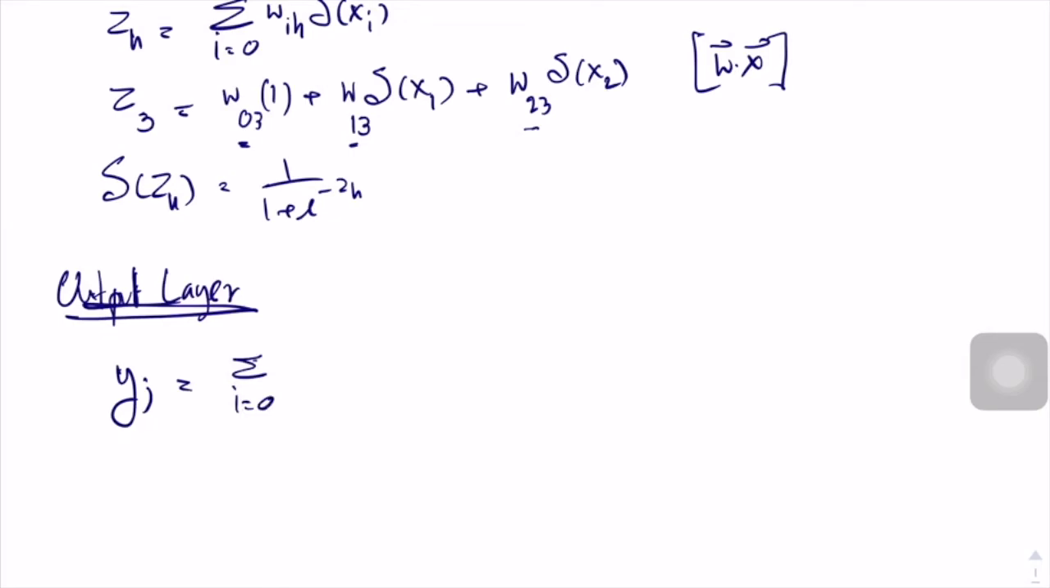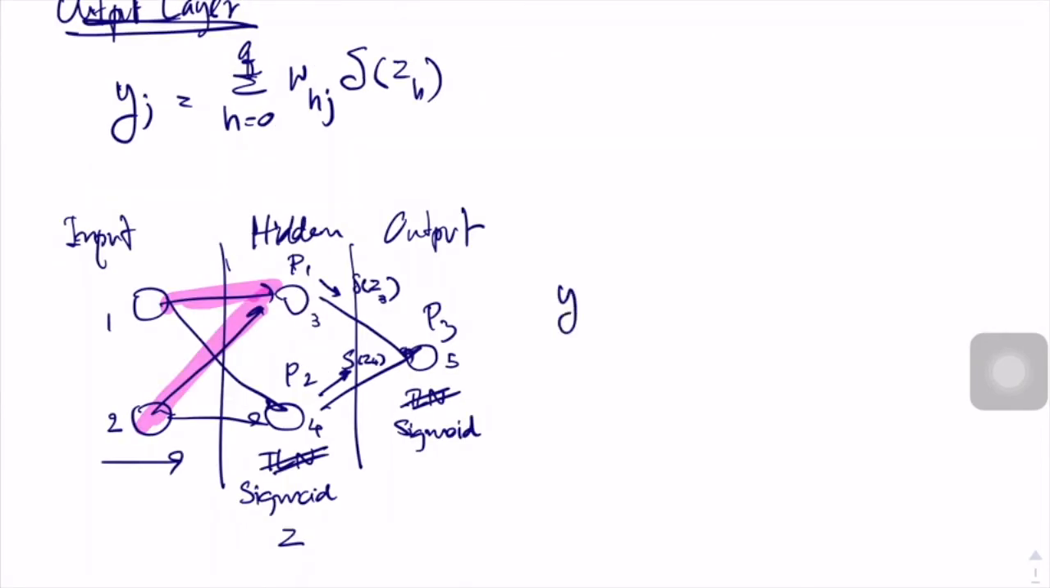Summation of I from 0 to Q, the number of nodes, the number of input from hidden to output of WH, that is the weight from hidden to output. We start from hidden to output here. So I'll use H to denote the node from hidden and J to be the node in output, times the signal from hidden of H. After we know the notation, now we will go to the output Y5.